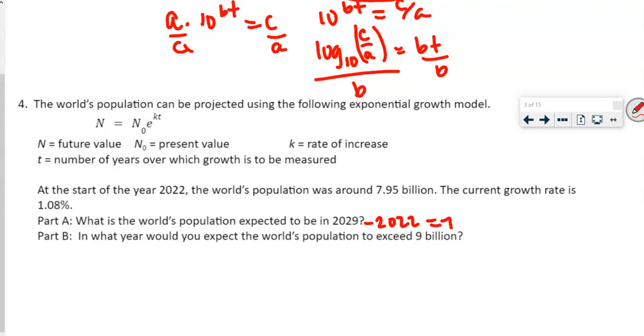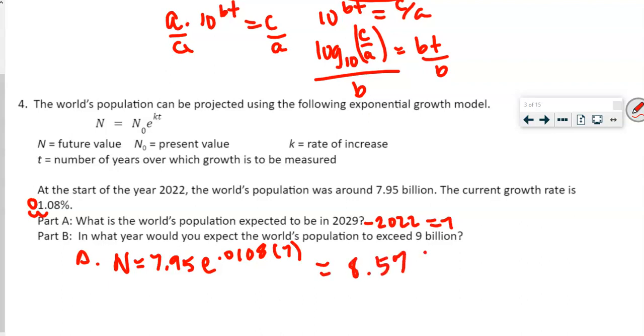So when I solve for N, which I'm going to do right here, we're going to write the equation N equals 7.95 times e to the, and we're going to move this 2 places to the left, so that's going to be 0.0108, and then we're going to multiply that times 7. We can go ahead and just put that in our calculator, and when we do, we get 8.57 billion. That's what we expect our population to be in 7 years.